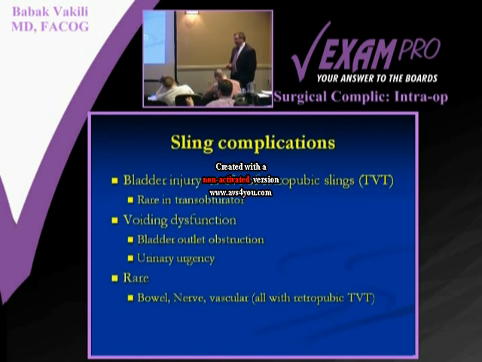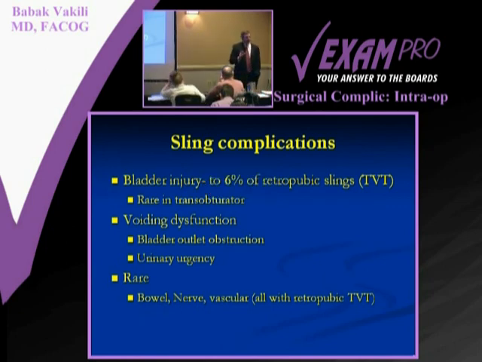Sling complications. These are starting to show up now because slings are becoming much more prevalent in a general OBGYN practice. In retropubic TVTs, slings, 6% bladder injury rate, pretty rare in transobturator slings, although it's happened. Voiding dysfunction. I don't think they've quite figured out how they want to ask these questions, so I wouldn't spend a lot of time worrying about sling complications. Bladder injury is probably the main one that you want to worry about. The other one is voiding dysfunction.